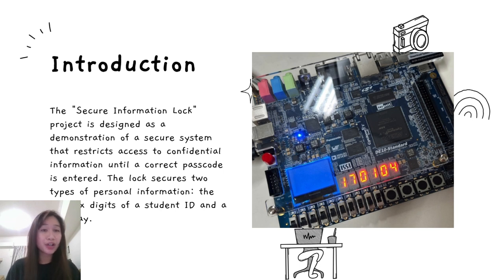The Secure Information Lock project is designed as a demonstration of a secure system that restricts access to confidential information until a correct password is entered. The lock secures two types of personal information: the last 6 digits of a student ID and a birthday. The system ensures that unauthorized users cannot access the information unless they provide the correct passcode. Once the correct passcode is entered, the confidential information becomes visible through a switch mechanism. This project utilizes FPGA hardware and the platform designer to create an efficient and secure implementation of the lock.